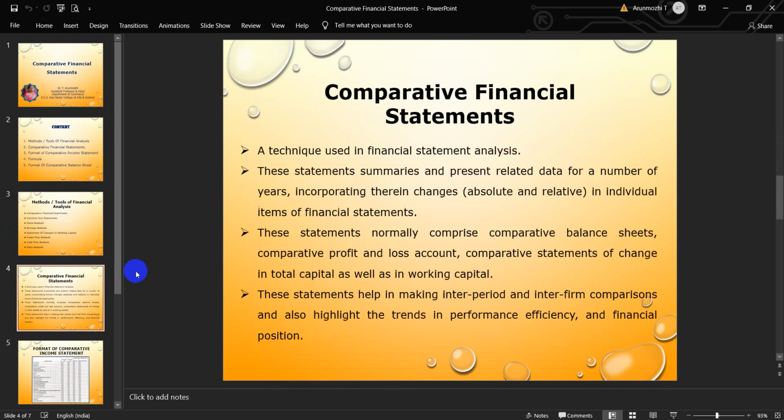Comparative financial statements is a technique used in financial statement analysis. These statements summarize and present related data for a number of years, incorporating therein changes in individual items of financial statements. These statements normally comprise balance sheets, comparative profit and loss account, comparative statements of changes in total capital as well as in working capital. They help in making inter-period and inter-firm comparisons and also highlight the trends in performance efficiency and financial position.